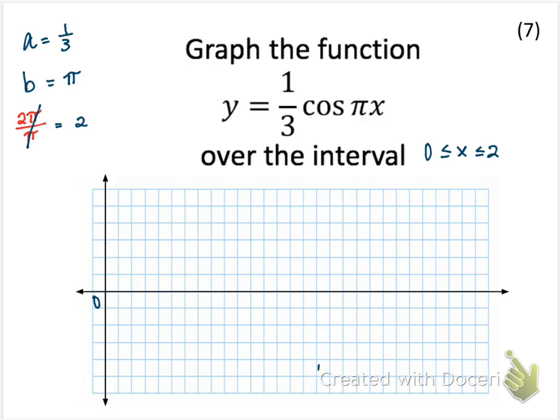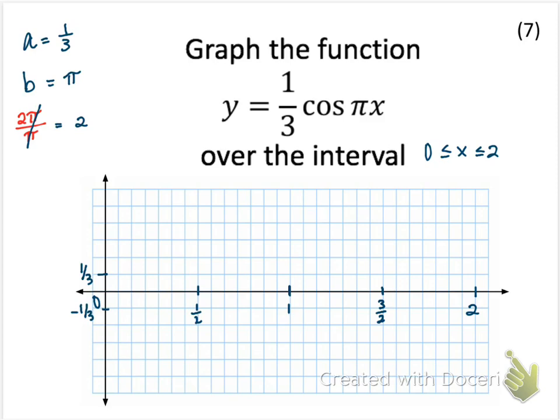So this means for our markings, we'll start at the origin, come all the way to 2, and then we can quarter off our graph. So we will have our 1/2, 1, 3/2, and 2. Once again, our amplitude only goes up to 1/3. So we can mark this at 1/3, -1/3. If you want to change your spacing, that is totally fine.